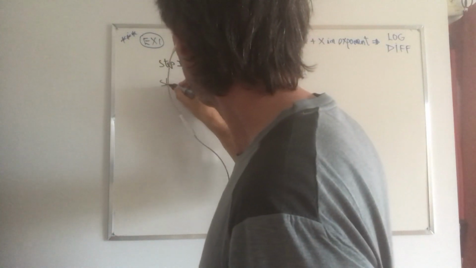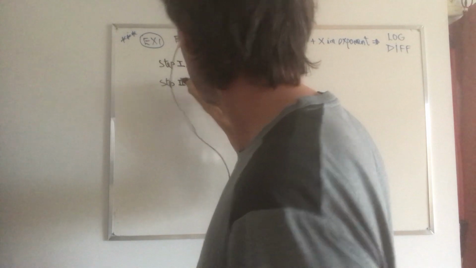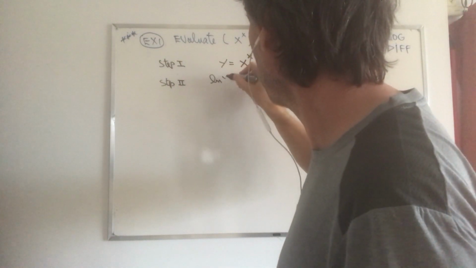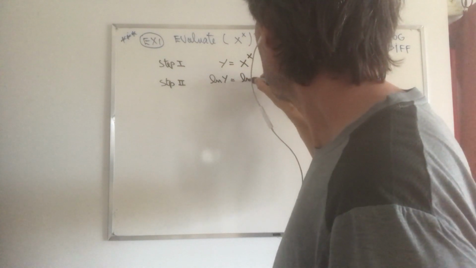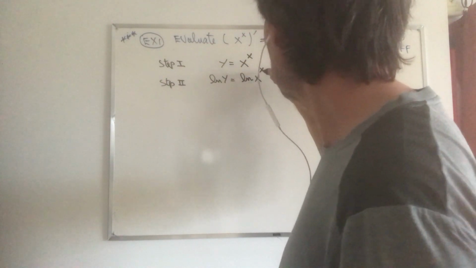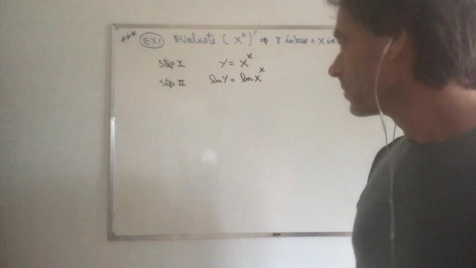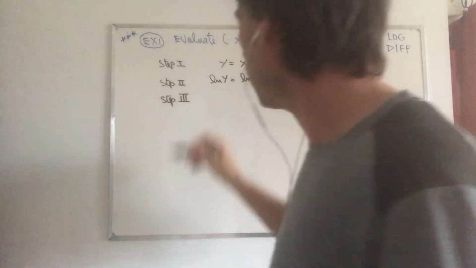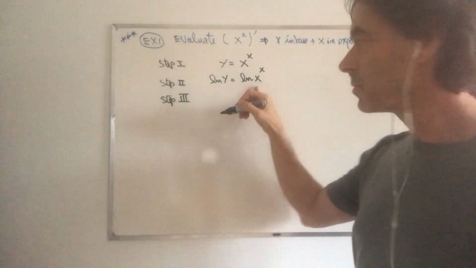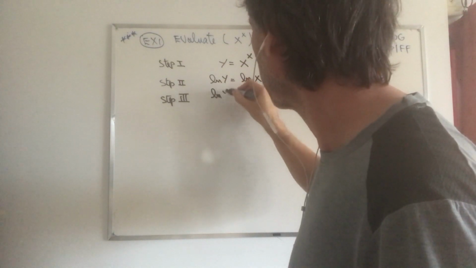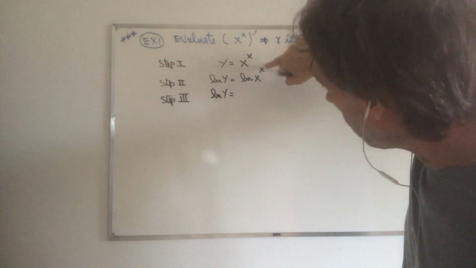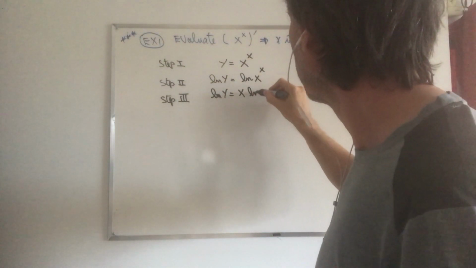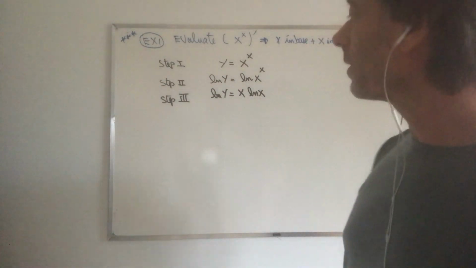Step 2. What is step 2? ln on both sides. So ln of y is equal to ln of x to the x. Step 3. Use the property of log that allows you to take the exponent in front of a log when it is expressed in this way. So ln of y is, what happens here? This exponent comes right in front of the ln, like that, x ln x.